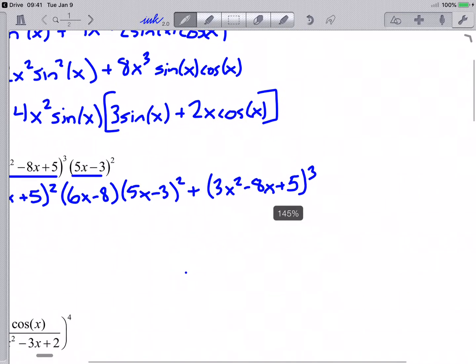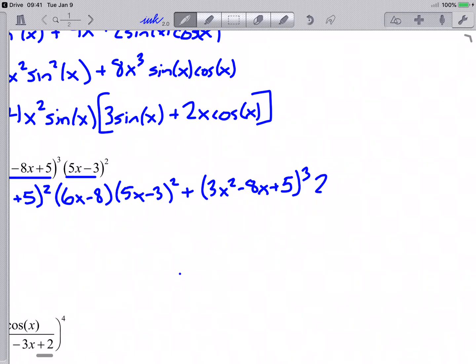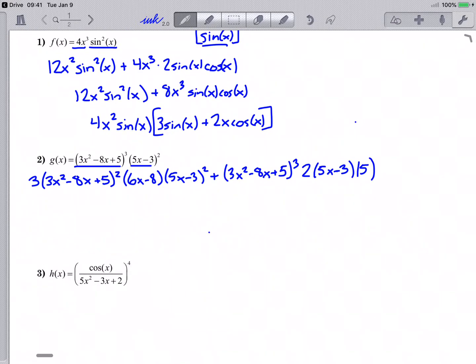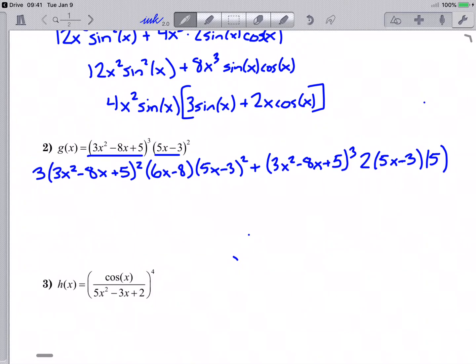So now I've got to take the derivative of the second part, which is simply 2 times the inside stays the same. Drop the power down 1, which is just 1. Take the derivative of the inside. Now this is my final answer if I just did calculus alone and didn't want to bother to do the algebra. But we're going to clean this up.